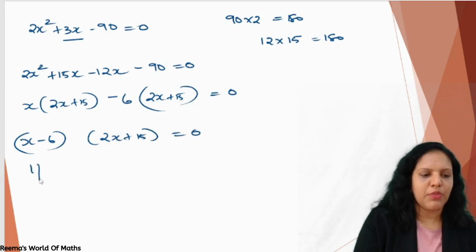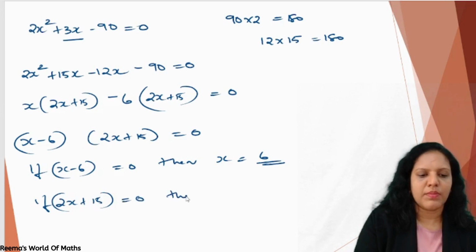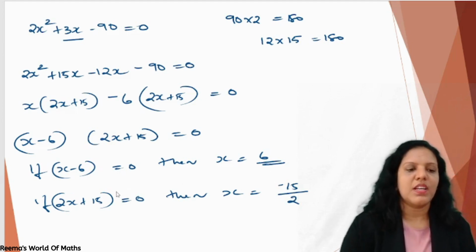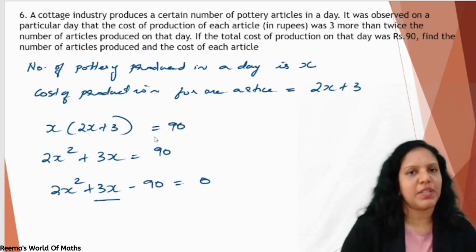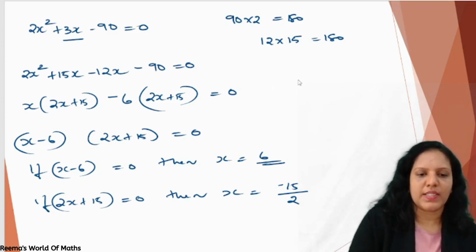Now if x minus 6 equals 0, then x equals 6. If 2x plus 15 equals 0, then x will be minus 15 divided by 2. I think we can take only 6 because x is the number of pottery articles, and a number can only be a positive integer. So that is x equals 6.